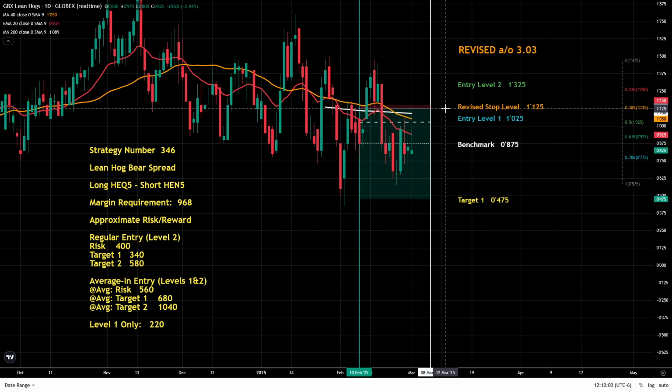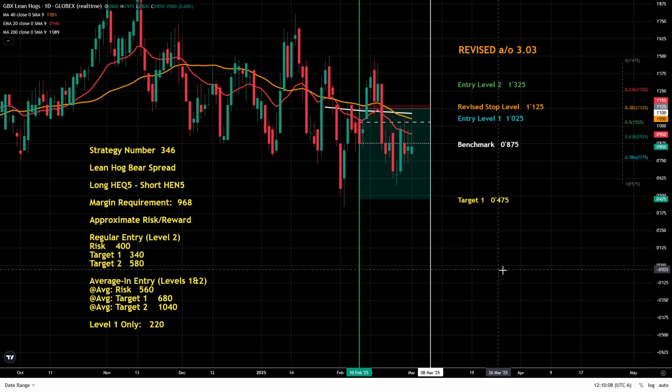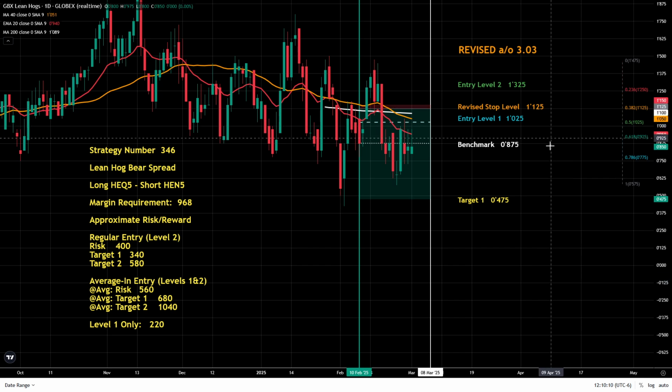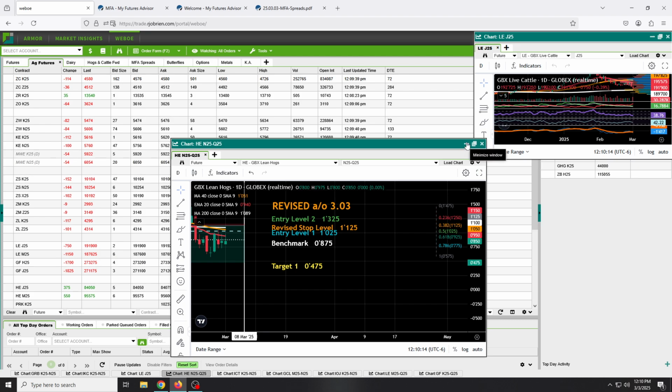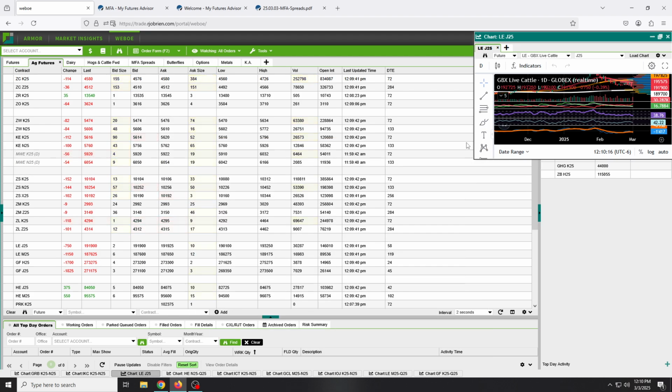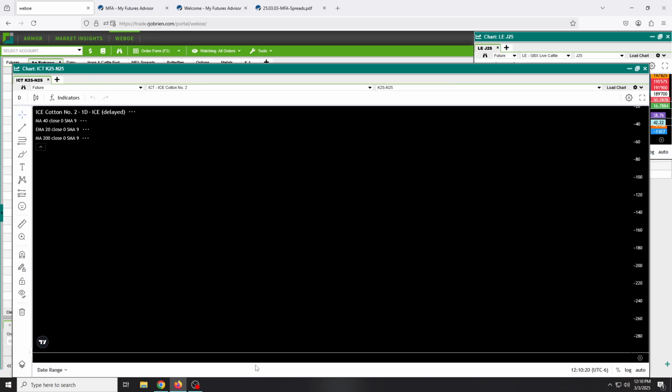Both levels are currently sitting with some level of unrealized gain, so that's a good thing. We just need the market to probe a little bit lower, and hopefully that'll happen for us. But we have dropped the stop where if it does rotate to the upside, we'll be out. All right, lean hogger. Okay, now cotton.